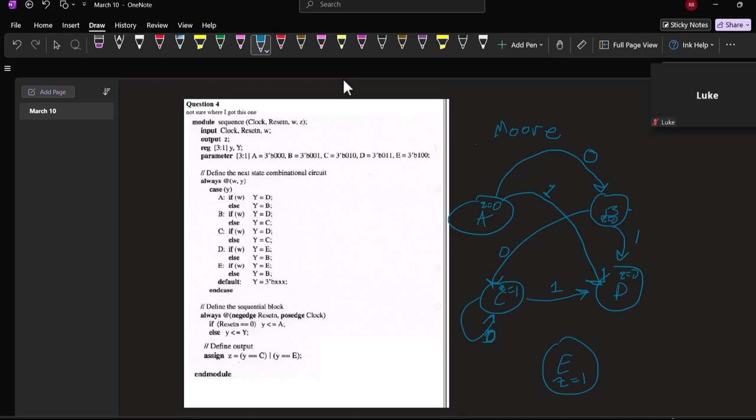If I'm in state C and my input is 0, my next state is C. If I'm in state D and my input is 1, my next state is E. If I'm in state D and my input is 0, my next state is B. And if I'm in state E and my input is 1, my next state is E. If I'm in state E and my input is 0, then my next state is B. My reset is going to be state A. And I see that in my second always block. If reset n equals 0, y equals A.